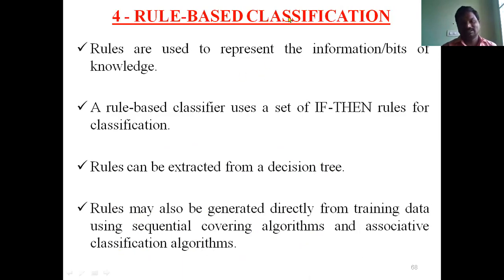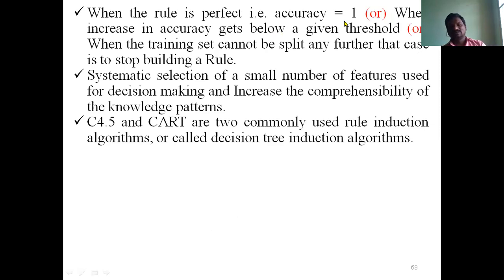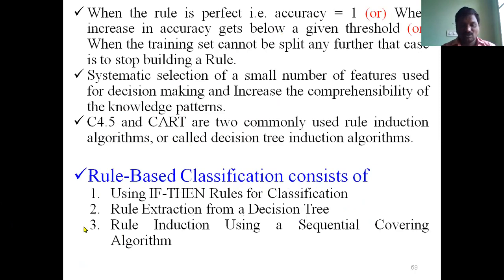The rule here we call an if-then rule: if something is there, then the result. For example, when a rule predicts, the accuracy equal to 1 depends upon accuracy. For predicting the rules, you will use different kinds of algorithms. C4.5 and CART are the most important algorithms for the decision tree. Rule-based classification means you can generate or extract rules based on if-then rules for the classification, such as rules extracted from the decision tree and rules extracted by using the sequential covering algorithm.